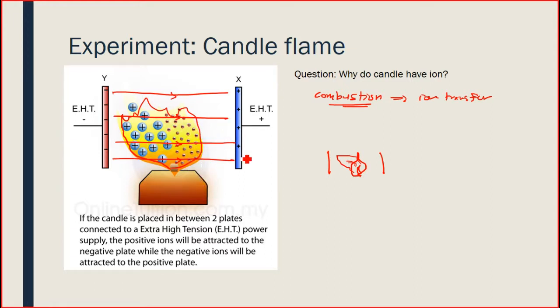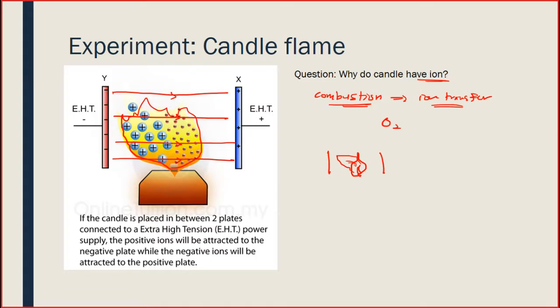So here's a question: why does a candle have ions? The answer is because of the combustion process. For combustion we have O2, but when combustion occurs, the chemical reaction causes electron charge to be transferred. That's how we have the ions over here. This is the rough idea for the ions.